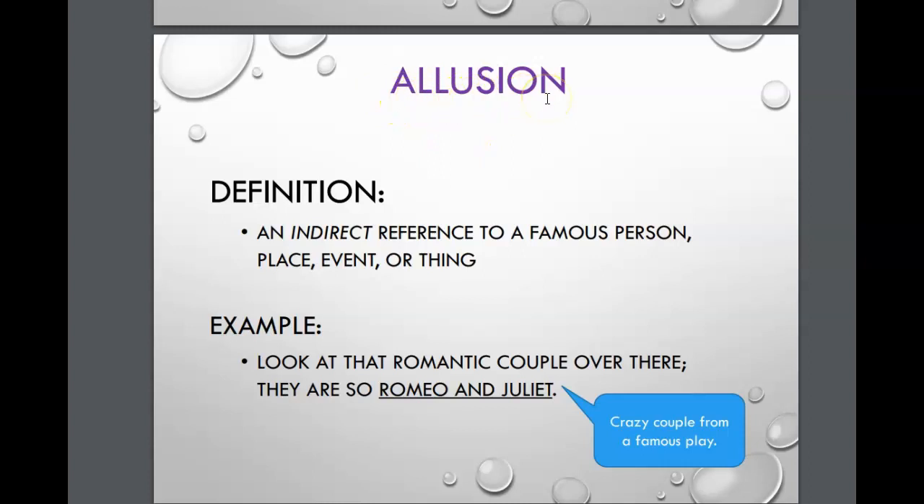Allusion. Allusion is an indirect reference to a famous person, place, event, or thing, often to describe something else. For example, look at that romantic couple over there. They are so Romeo and Juliet. Well, Romeo and Juliet were a famous couple from a play by Shakespeare, considered one of the most romantic couples in literature. So if I happen to call a couple Romeo and Juliet, I am implying that they are very romantic. Or if I say, wow, my best friend is such a LeBron James, I'm implying that he's really good at basketball by referencing a famous basketball player.